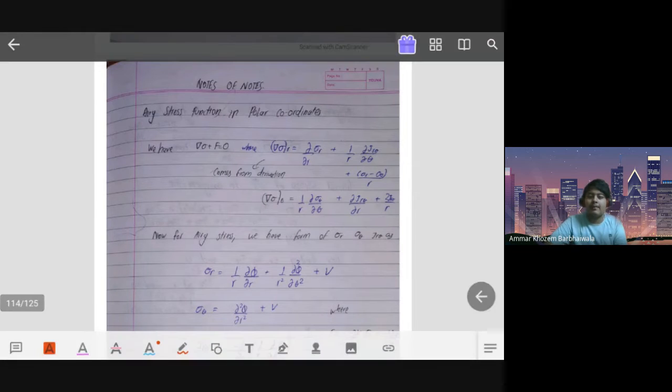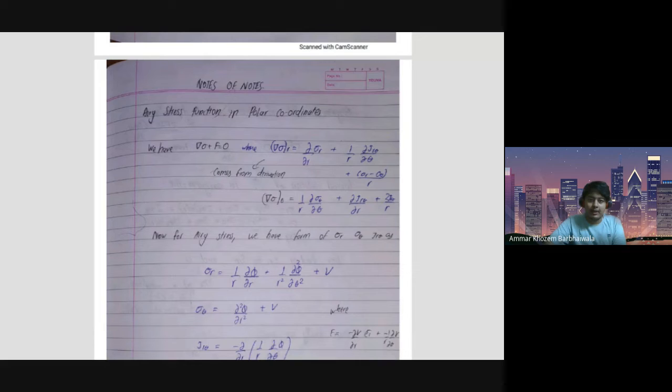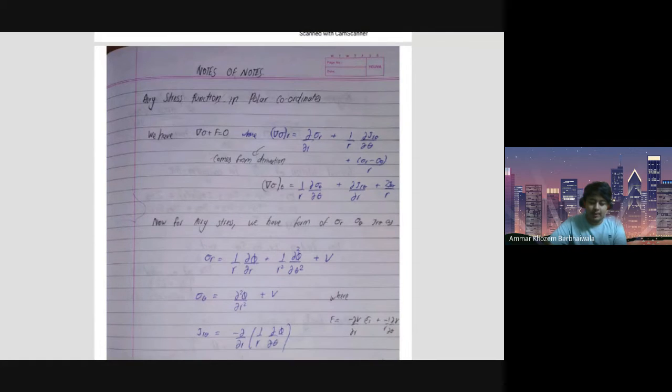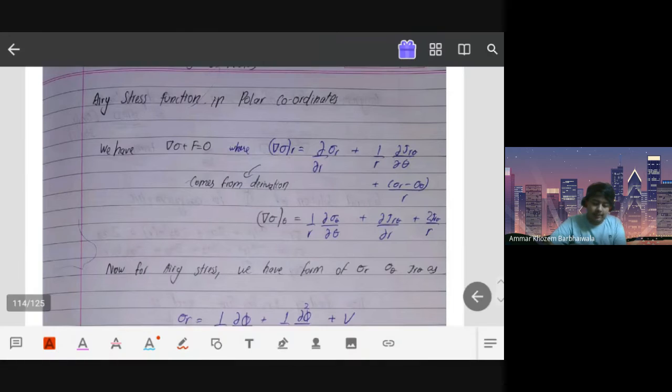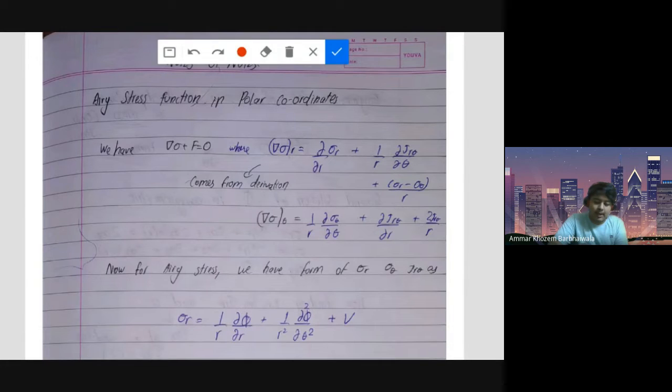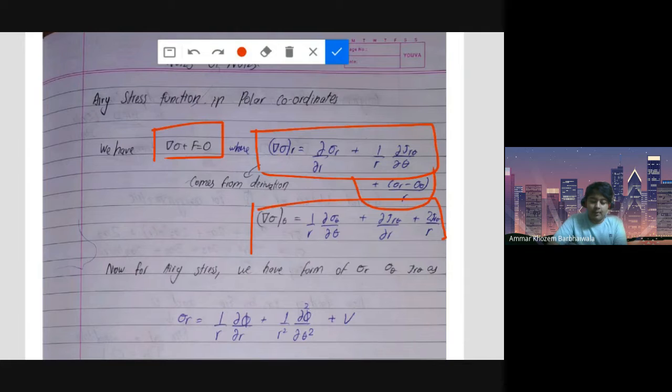So now that we have done that for Cartesian, we can also analyze the Airy stress function in polar coordinates. For polar coordinates, we can start with the gradient of sigma plus f is equal to 0, where we have the gradient of sigma in the r direction and in the theta direction.